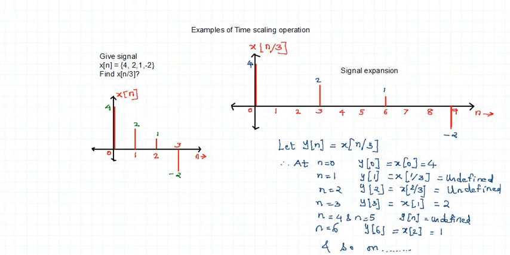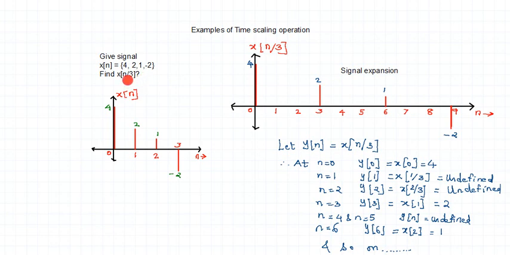Let us talk about expansion. So friends, I have taken the same example again: 4, 2, 1, -2, the same DT signal, but this time we are doing signal expansion. We are doing scaling by a factor of 1 by 3. My A is 1 by 3. I want x of n by 3. It means my scaling factor is 1 by 3, right?